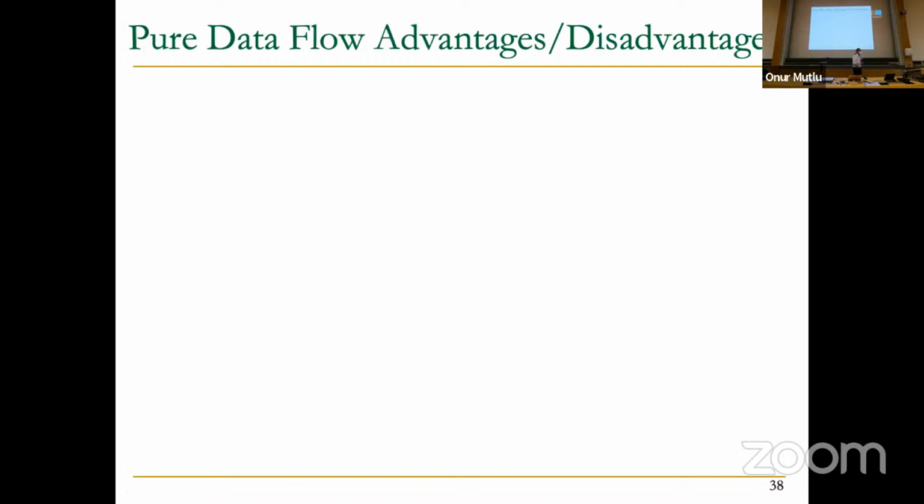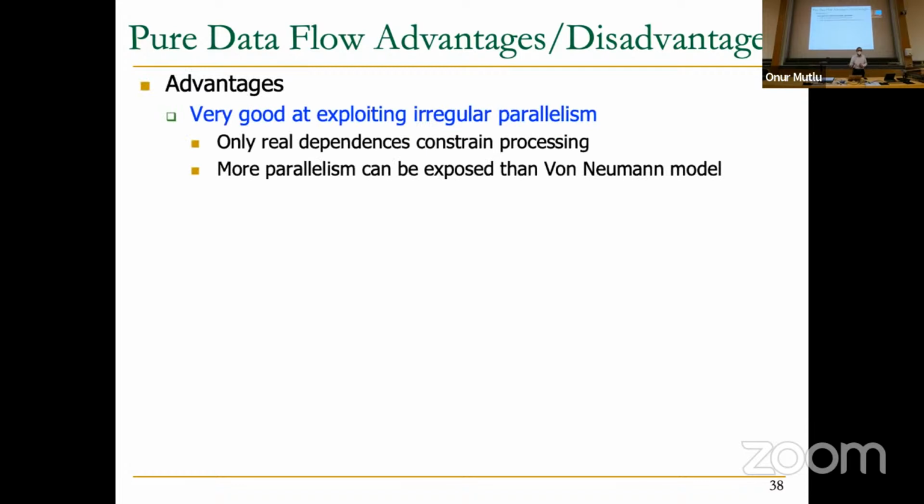When I mean pure Dataflow at the ISA level, clearly this is very good at exploiting irregular parallelism, as we discussed. Only real dependencies constrain processing, and more parallelism can be exposed than in the von Neumann model. Out-of-order execution actually extracts some of this by building the Dataflow graph internally, but not all of it.